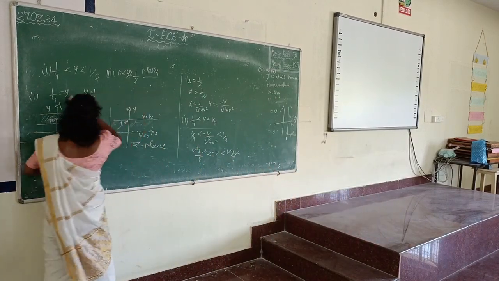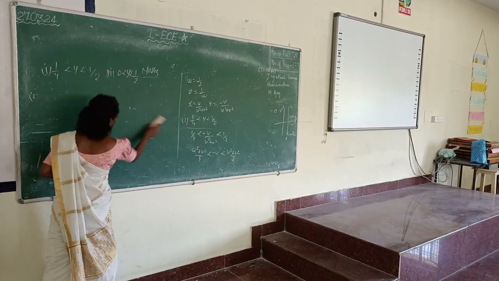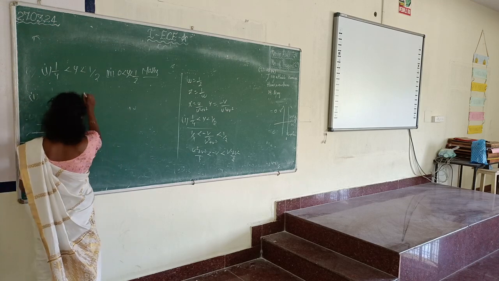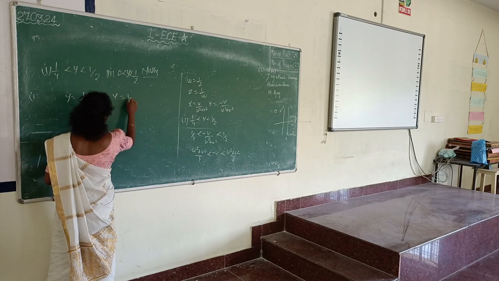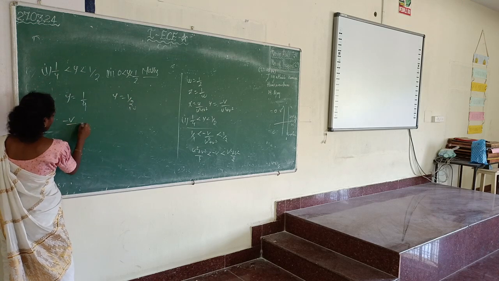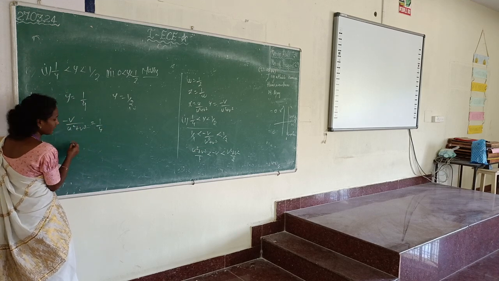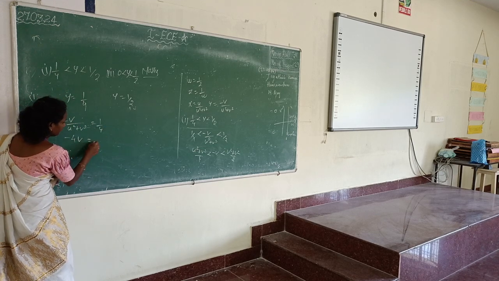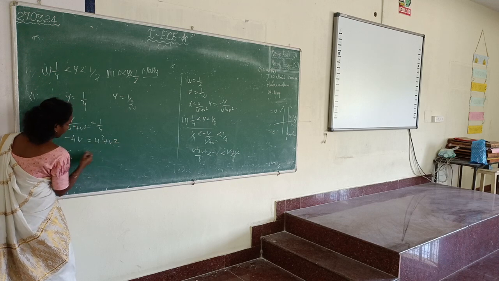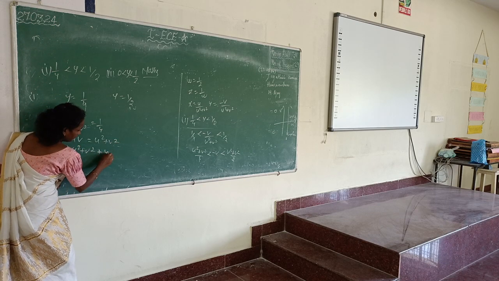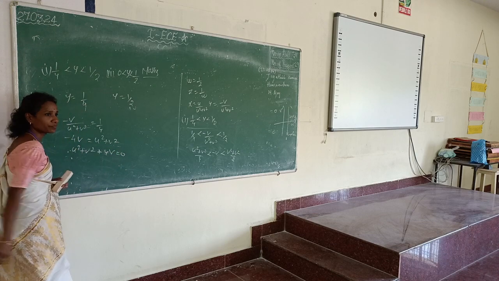Listen here. Now, y = 1/4 and y = 1/2. Substituting the y value, -v/(u² + v²) = 1/4. Cross multiplying, -4v = u² + v², so u² + v² + 4v = 0.